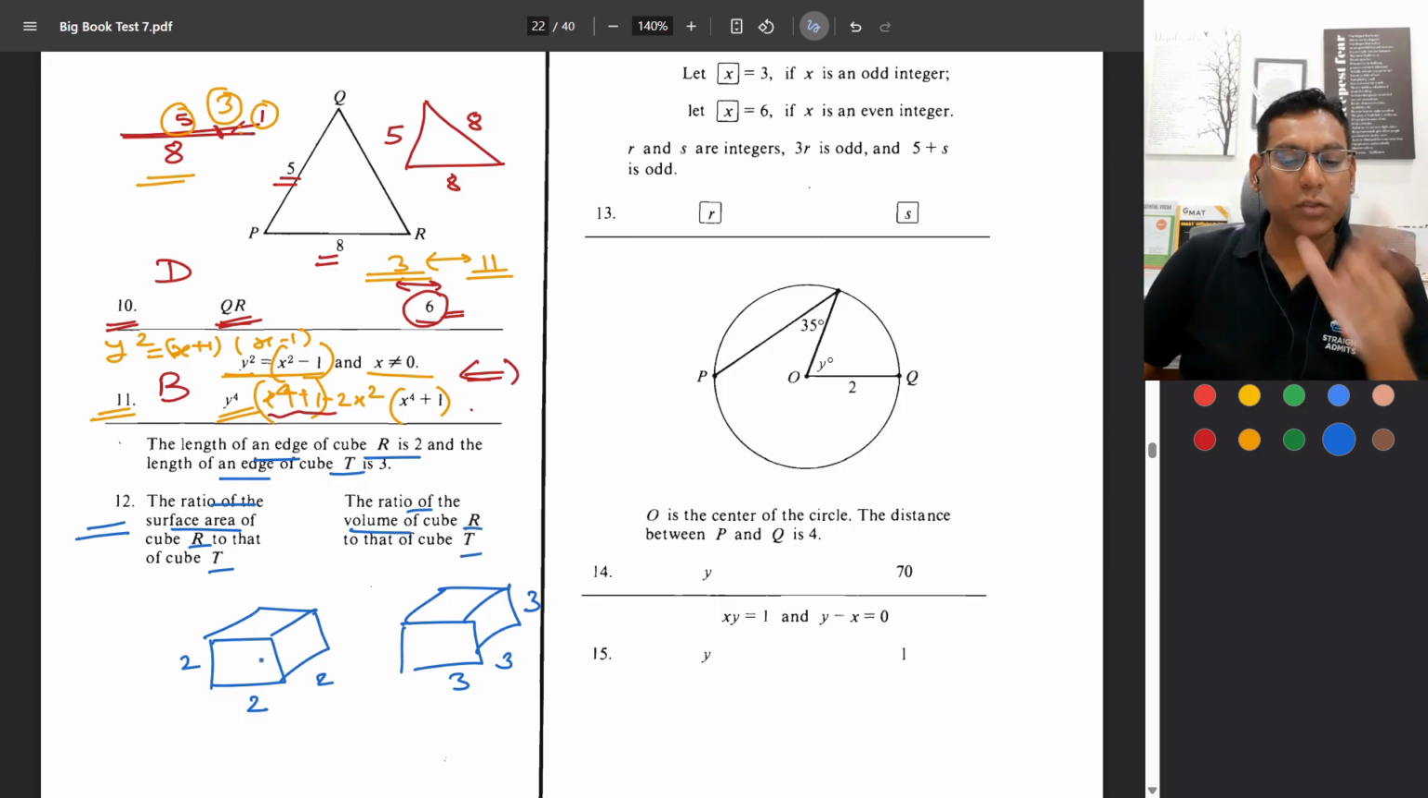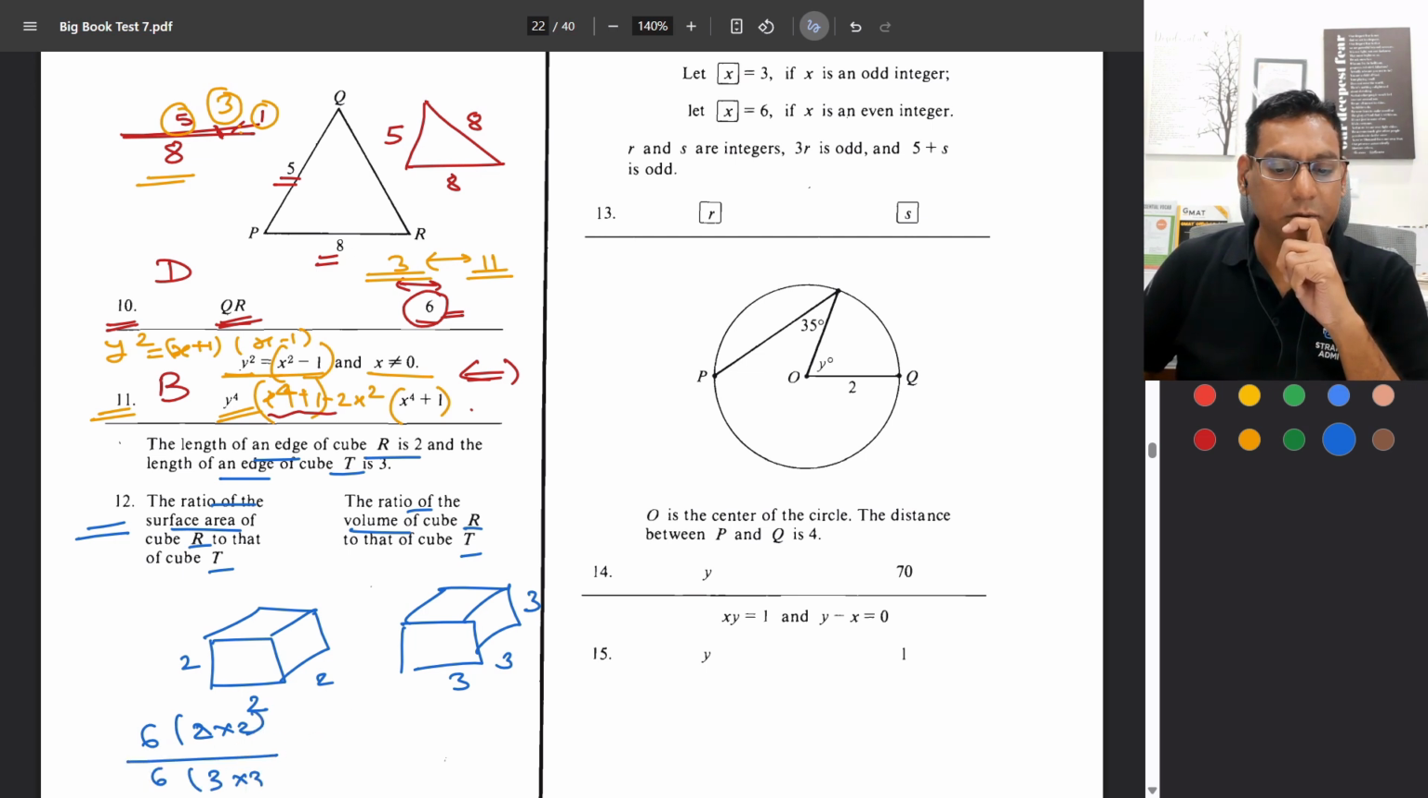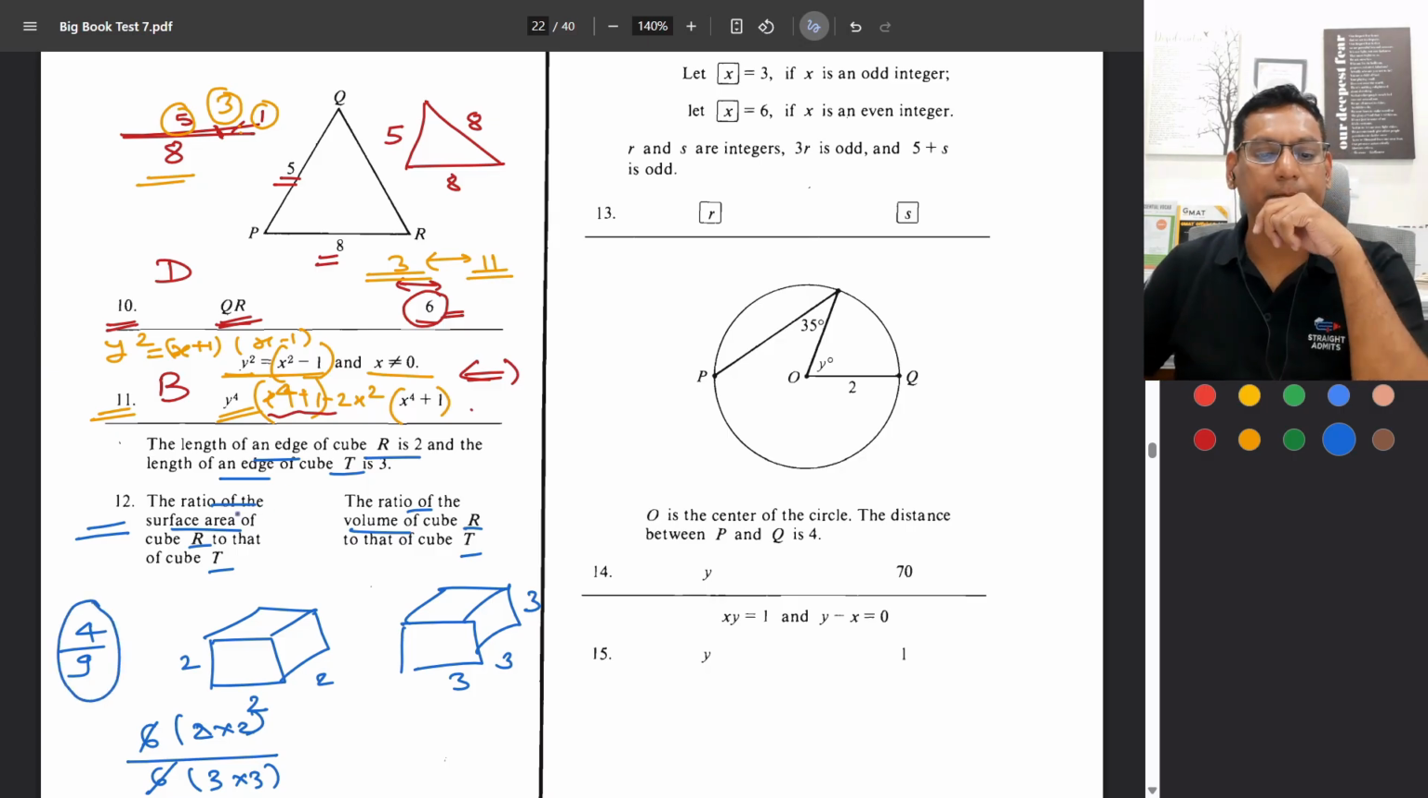So the surface area of this is going to be what? 6 times, there are 6 faces, right? And each face is what? 2 into 2. So 6 times 2 into 2, whereas here the surface area is going to be 6 times 3 into 3. So the ratio is, 6 obviously gets cancelled, 4 is to 9. That's the ratio I get on this side.